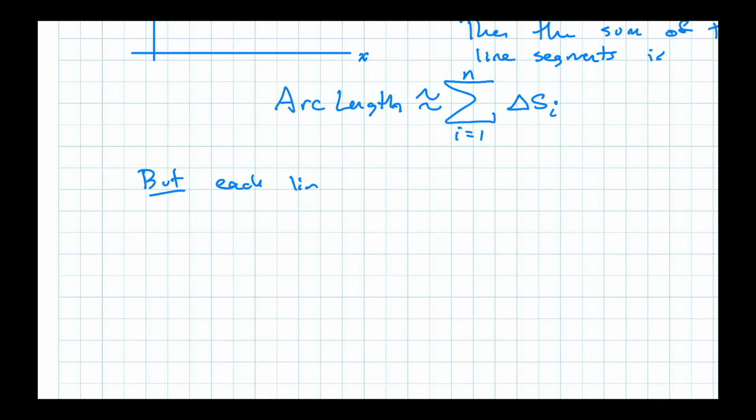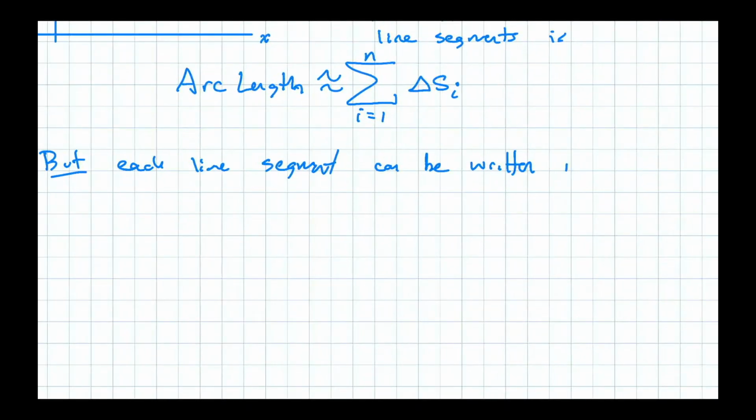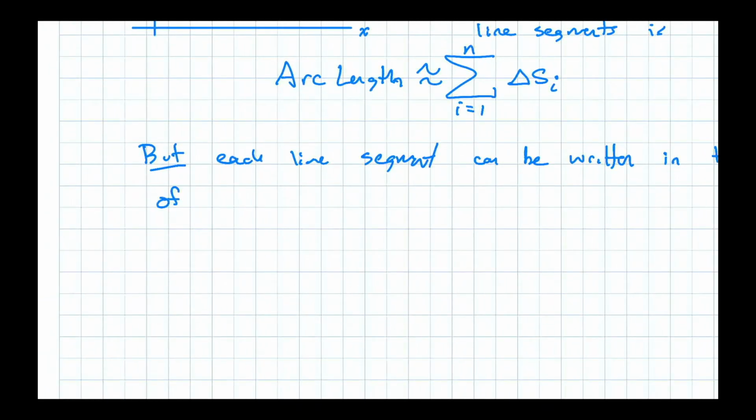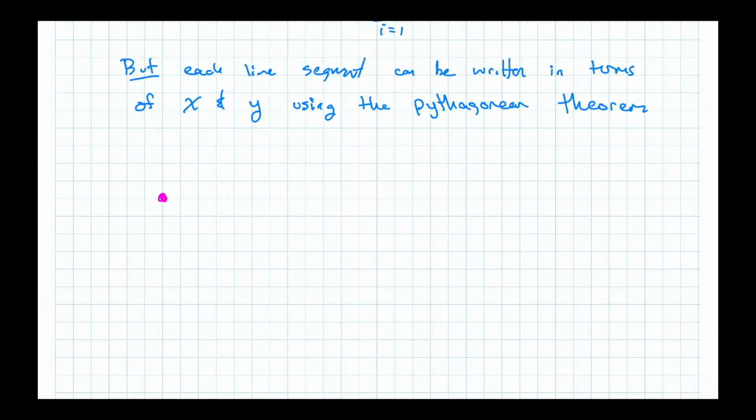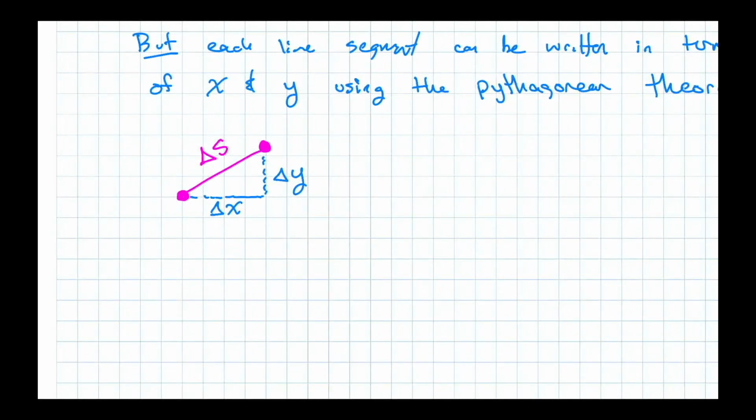Each line segment can be written in terms of x and y using the Pythagorean theorem. And it's not even hard. So the idea is this. Let's just call this delta s, just a representative one of them. If you think of this as there being some horizontal change and then some vertical change, we could call the horizontal change delta x, and the vertical change delta y. And if we do that, then there's a relationship between these three things, and that relationship is the Pythagorean theorem.